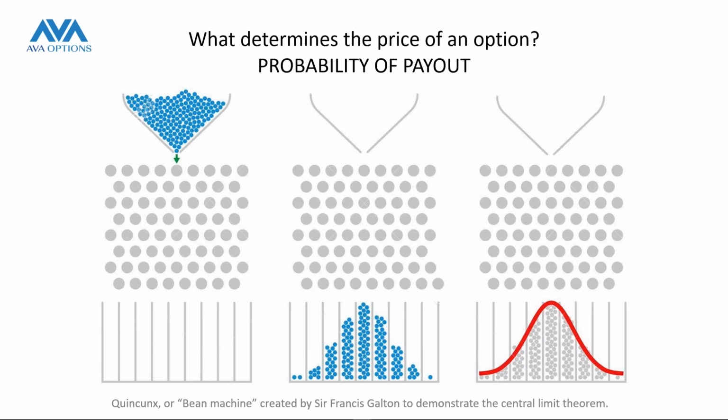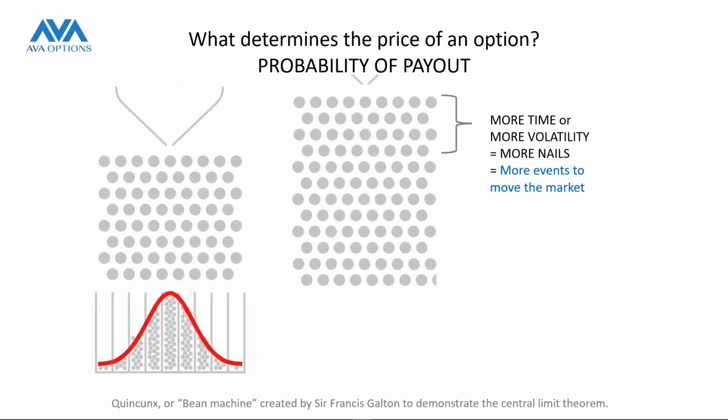There's a small chance that we'll have a big move to the upside. There's a small chance we'll have a big move to the downside. But more than likely, we're more likely to stay near the current level than we are to end up way at the outside. Now let's suppose we have more nails, a longer chute or a longer Kinkunks.